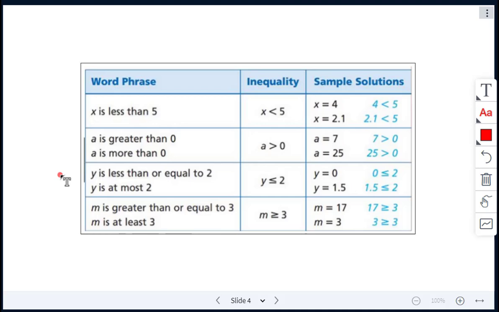Okay, here y is less than or equal to 2 is shown like this. This is the symbol for less than or equal to. So anything less than 2 or equal to 2, these both would work, 0 or 1.5. But in this case, y can also be equal to 2 as well. And the last one, m is greater than or equal to 3 is shown like this. And again, anything that's greater than 3, so for example 17, but m can also be equal to 3, as shown with that symbol.